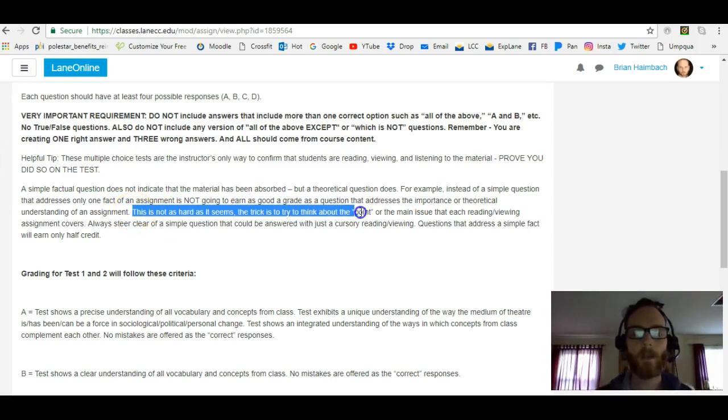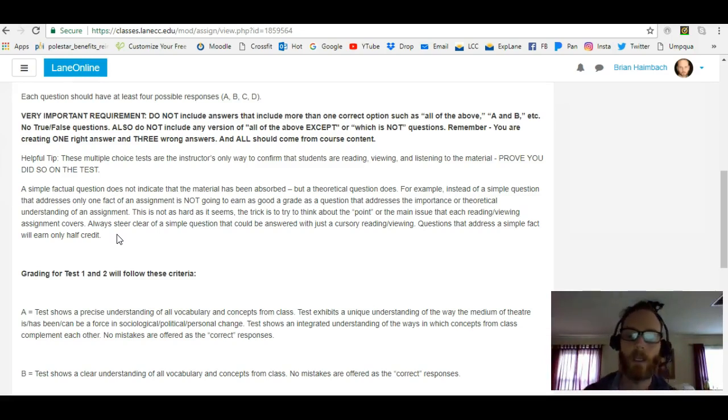The trick is to think about what is the point and the main issue that each reading and viewing assignment covers. Why did I assign this? What does each reading and viewing assignment say about what makes theater, what does it say about the theater as an art form? Quite honestly, the main thing I'm trying to do is avoid simple questions that anybody could have answered just by opening the assignment. So don't stress over this too much.